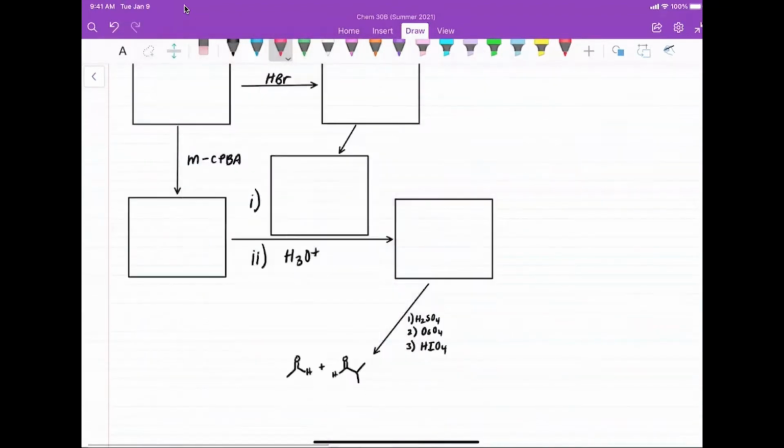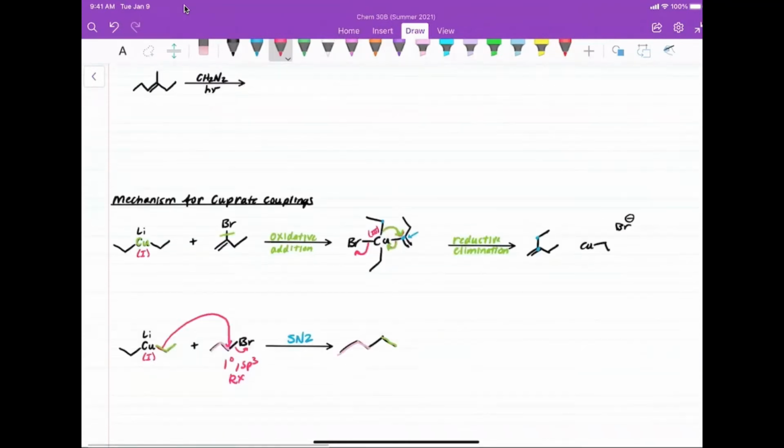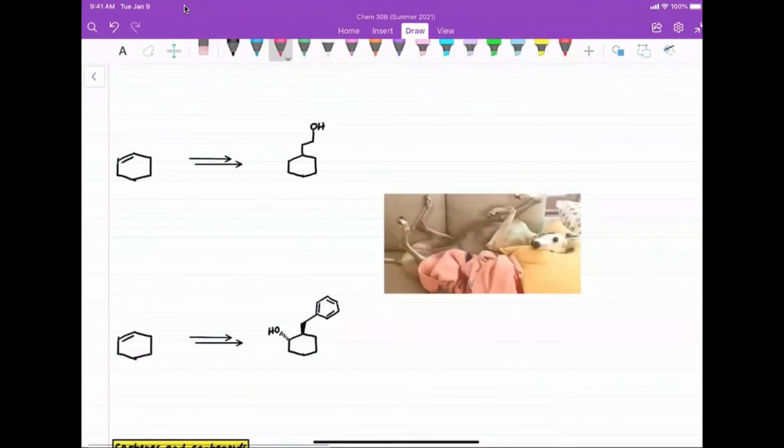I swear it was on here somewhere. Yeah, down here. So I'll talk about this next time, but this shows you the mechanism for these cuprate couplings. It undergoes something called oxidative addition, reductive elimination, and we'll take a look at those next time.